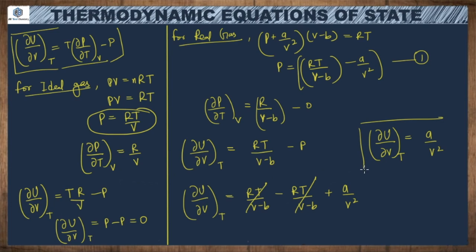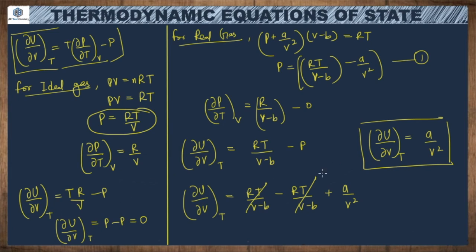So for real gas, you have del u by del v at constant T equal to a upon v square, whereas for the ideal gas, you have it equal to 0. So these are the two very important equations which you should know. Okay, it can be asked anytime in the CSIR-NET exam.